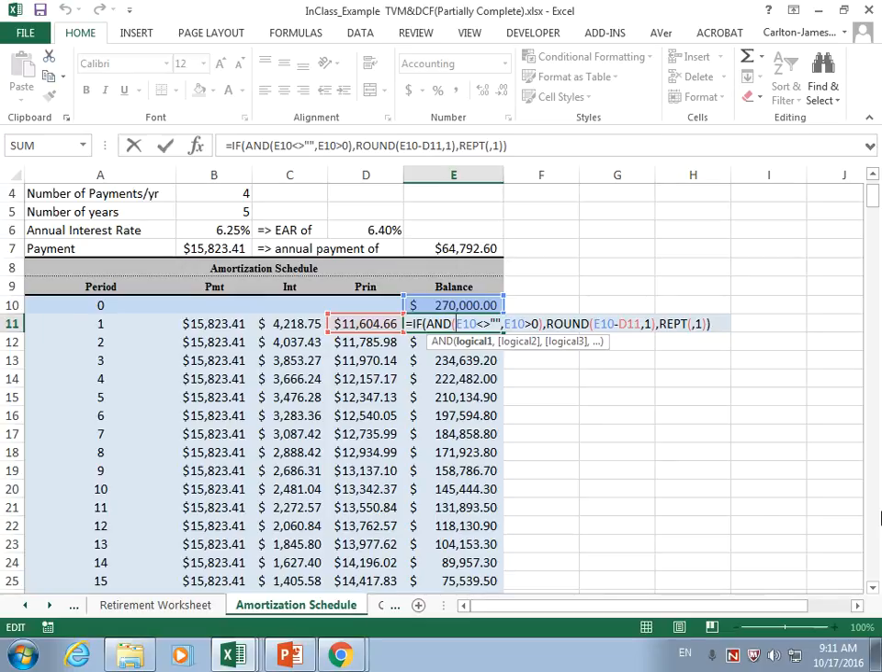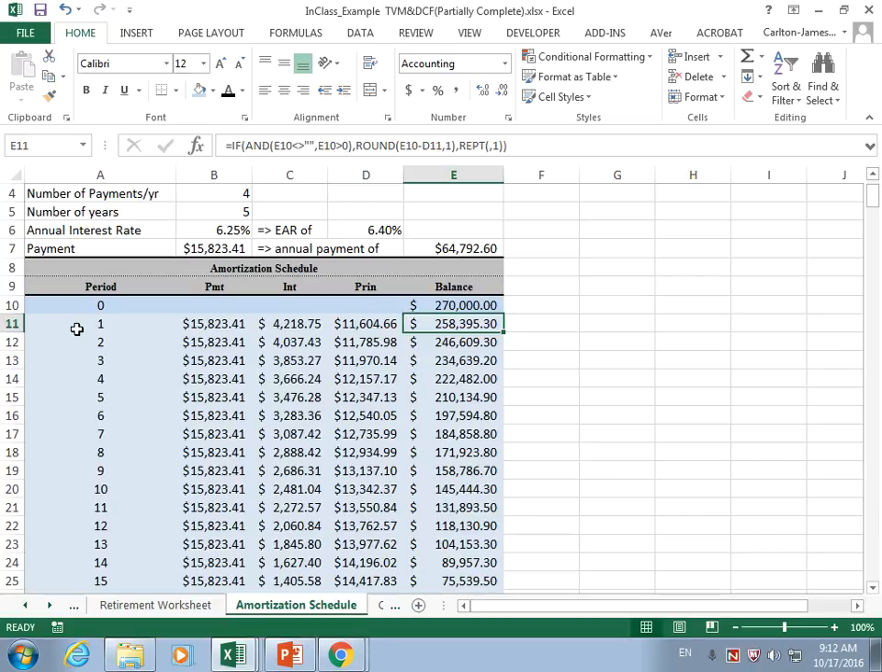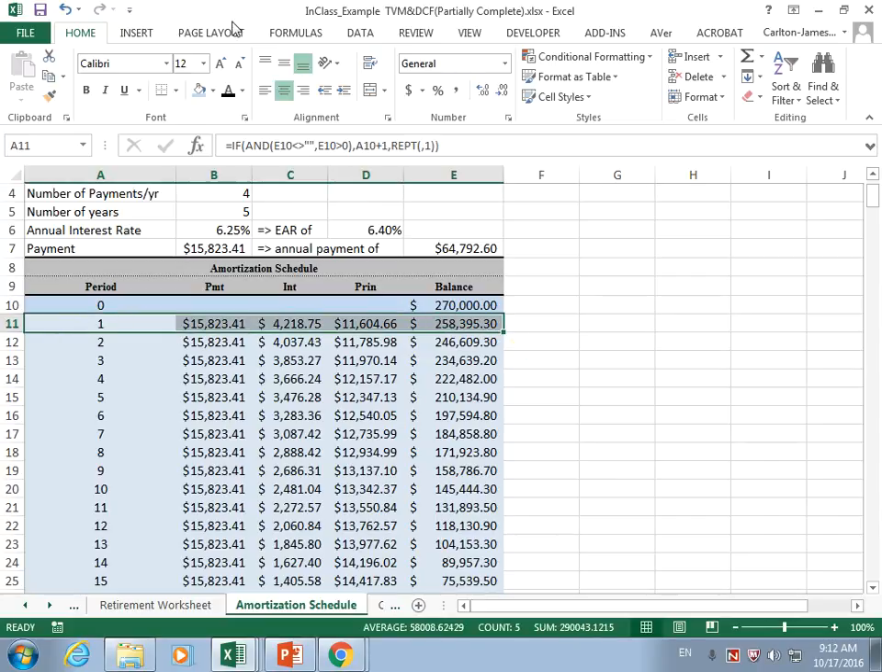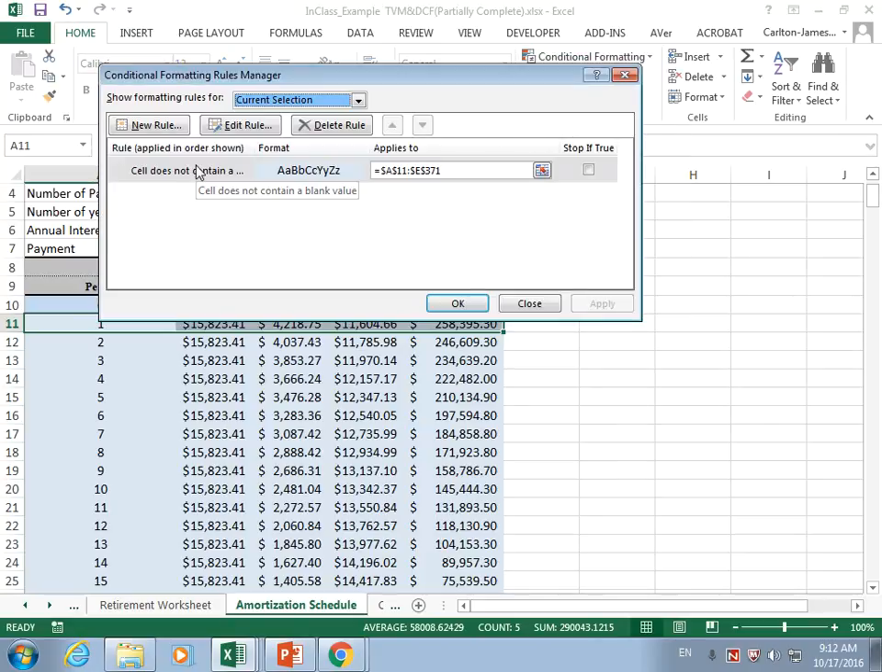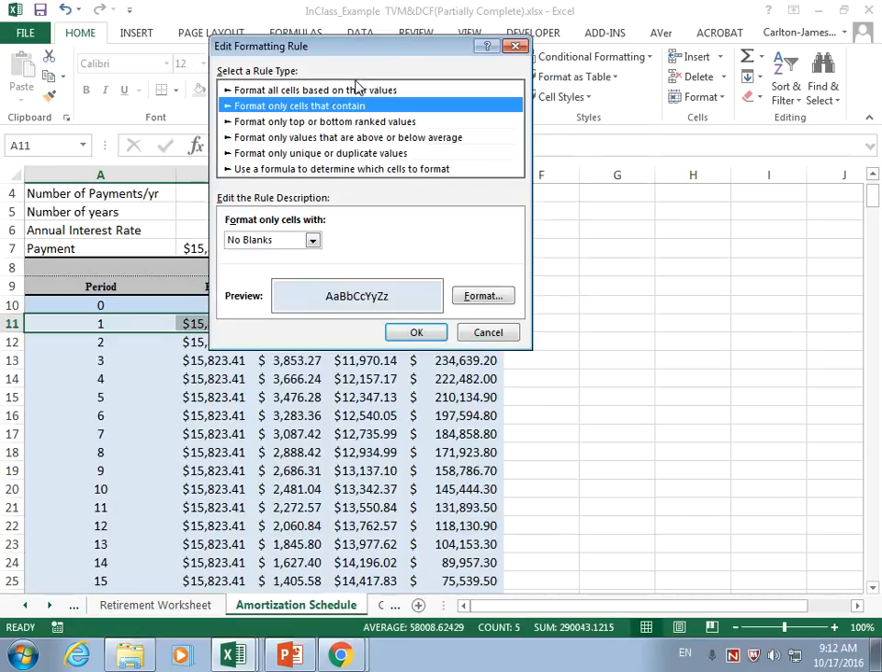So the rule is already in there, so I can't really use a new rule. So what I'll do is go back to conditional formatting. Let's manage the rules. This is the rule we're dealing with here, and let's edit it. So we hit cells that contain, and you can put a particular cell value, a specific text, stuff like that. We want cells that contain no blanks. So once it contains something.